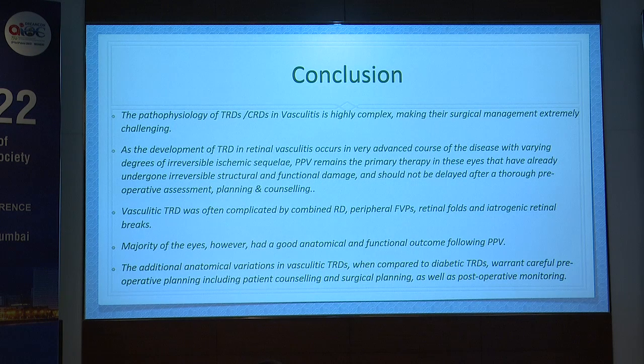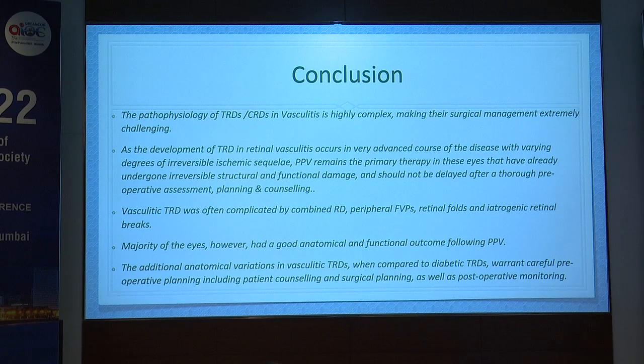So in conclusion, I would say that the tractional retinal detachments and the combined retinal detachments in vasculitis are complex and make the surgical management very challenging in these cases. Okay, and as you see, the retinal vasculitis TRD is very different from diabetic cases, so you have to be very careful while doing the treatment for this. Vasculitis TRD is often complicated by combined RD, peripheral fibrovascular polyps, retinal folds, and iatrogenic retinal breaks do occur. So we have to be very careful with the vitreous dissection.